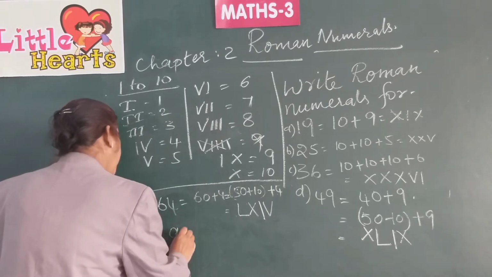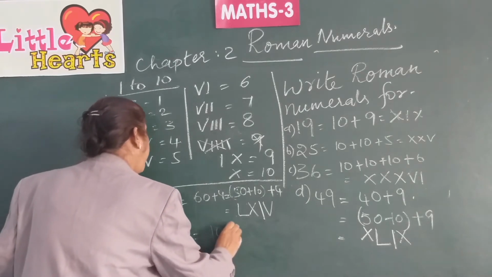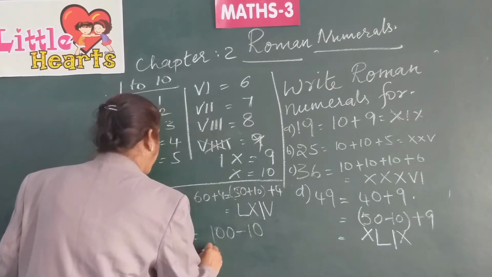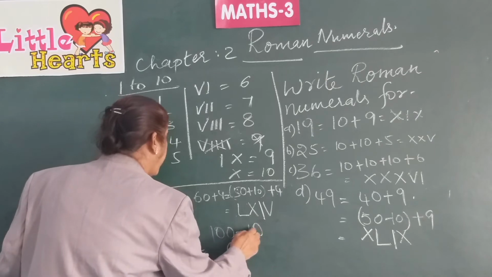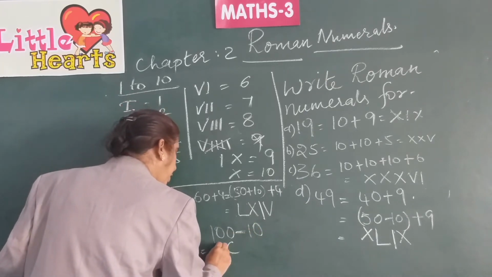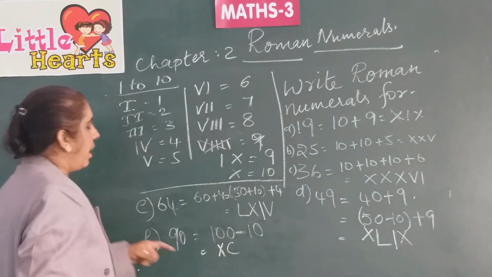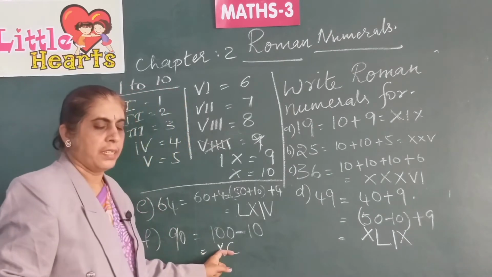90. 100 minus 10 is 90. 100 is C, and 10 is X. We should, as it is subtraction, write it to the left of 100. XC is 90.